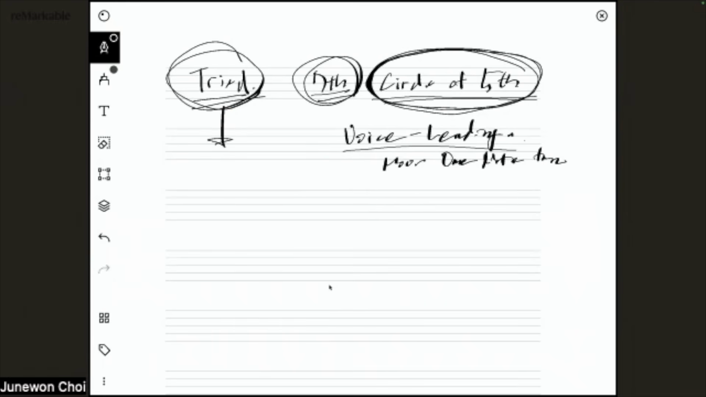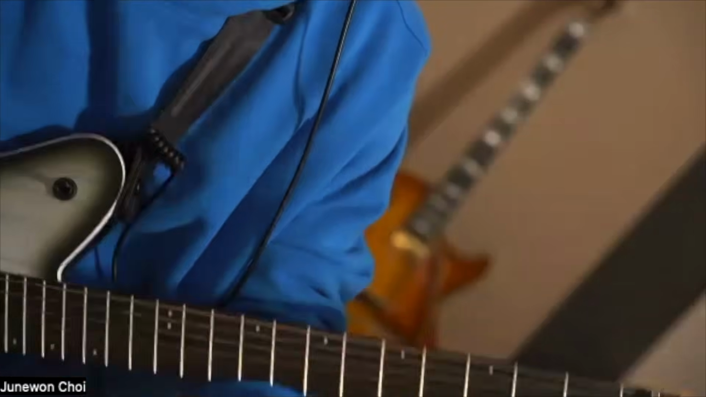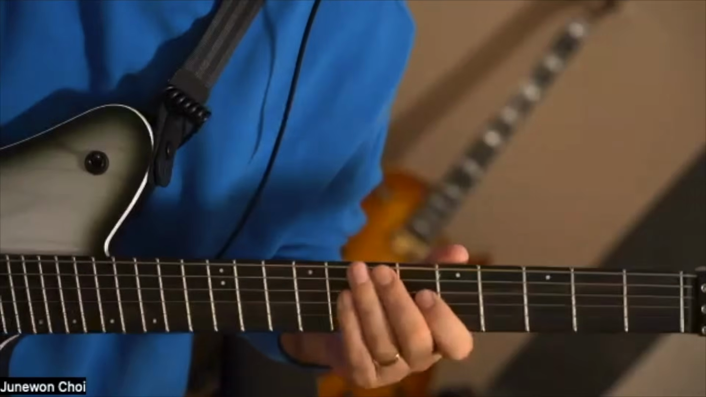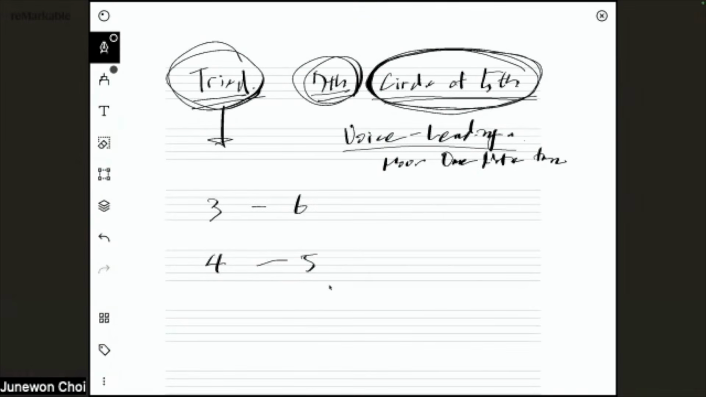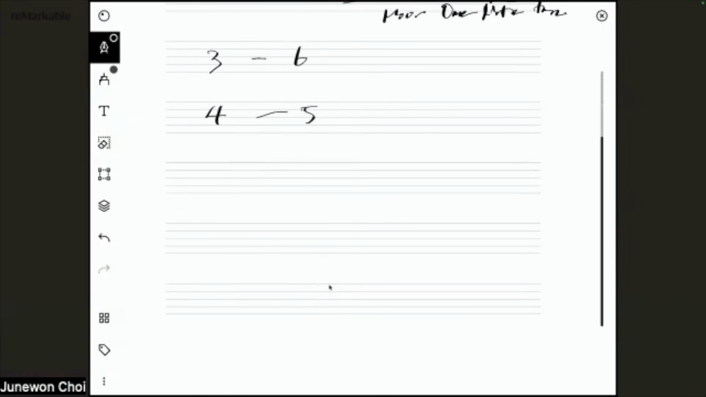But cycle of 2 and 7 is just moving the same thing across the neck. So that is very, very easy. But I will explain about the 3 and 6 and 4 and 5. Okay. So it is much easier on the paper, and then I will apply it to the guitar fretboard. So let's see over here.